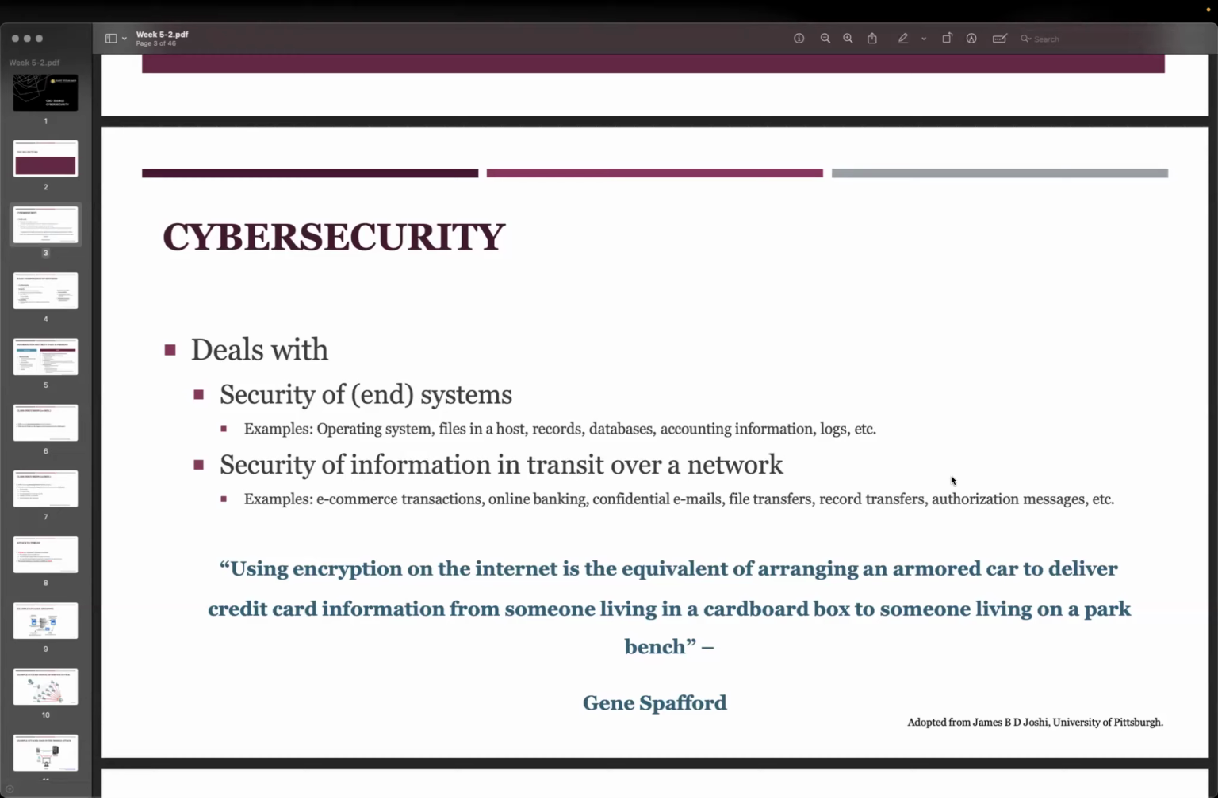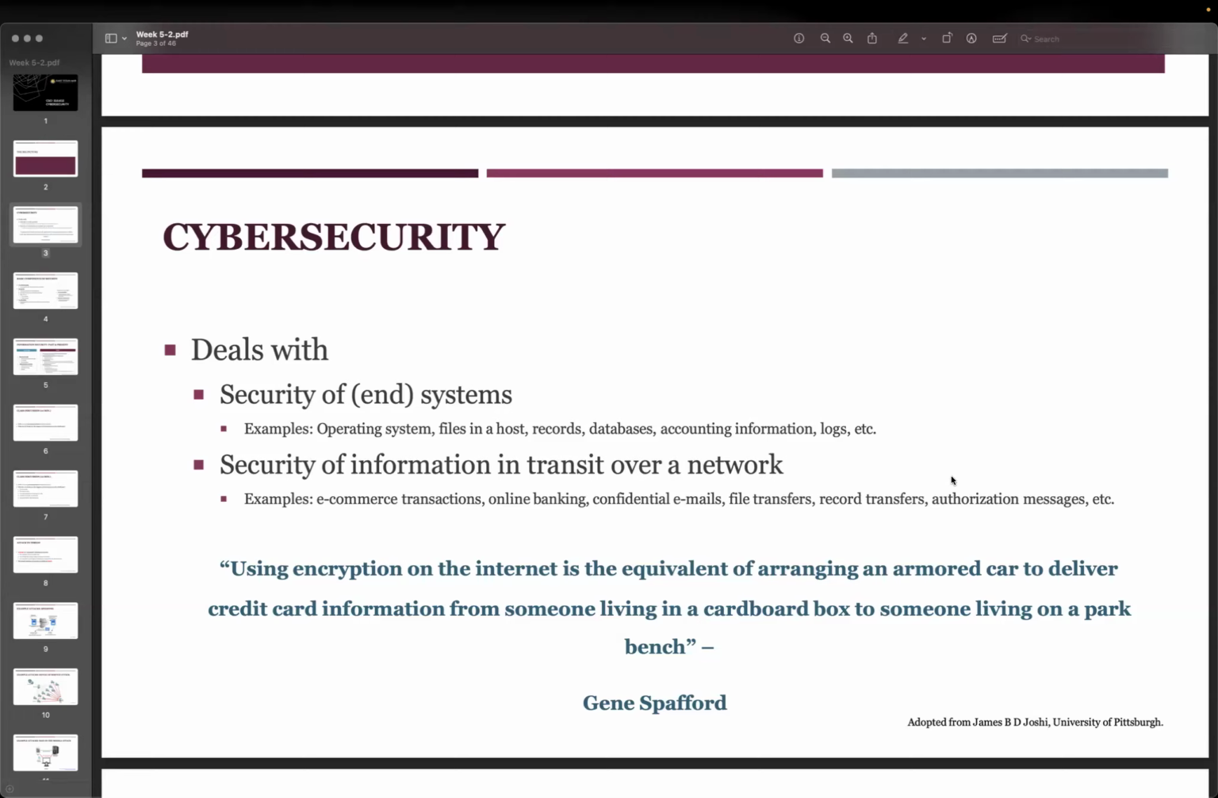One is the security of the end system. Those include the operating system, like Windows, macOS, Linux, and right now maybe some ARM, and maybe the files in the host, records, database, all this accounting information. The next is the information in transit over a network, including transactions, online banking, emails, transferring files, records.